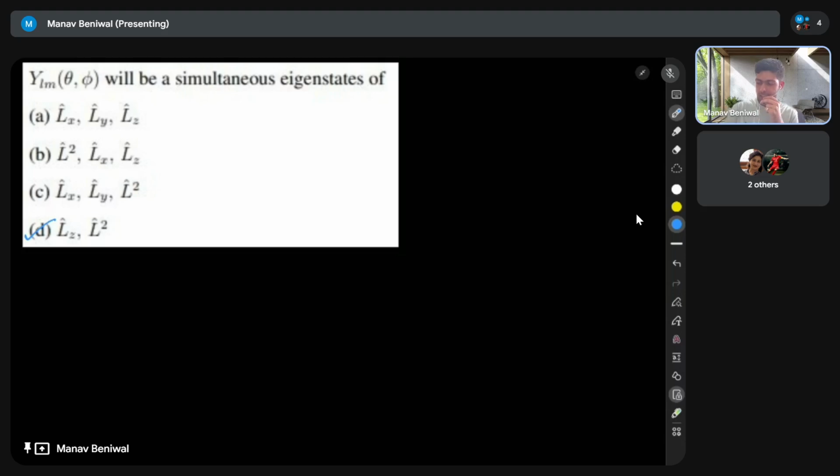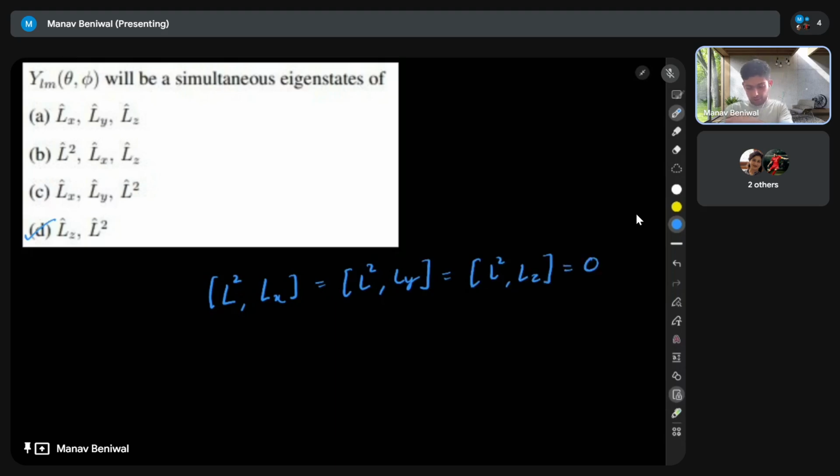I'll just say that the L square operator commutes with all of them. It commutes with Lx, it commutes with Ly, and it also commutes with Lz. And this is 0. And this is by convention.